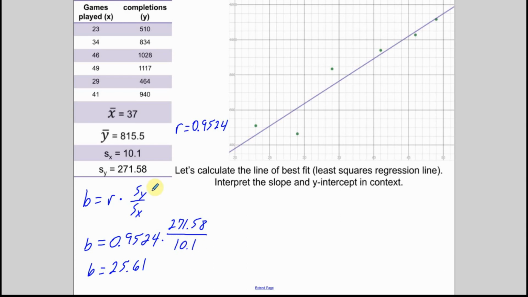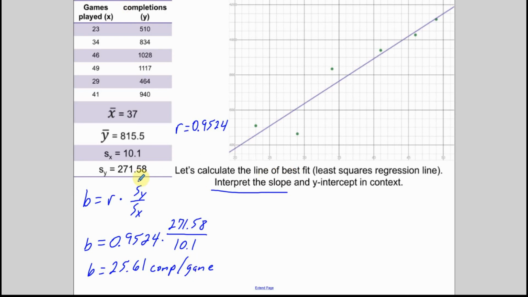Now remember, our y variable was completions, so this numerator is completions, and our denominator x was games played. So this would be 25.61 completions per game. So that's the interpret-the-slope part. What does that number actually mean? We have to think of it in context, in terms of y over x. So it's completions per game, 25.61 completions per game.